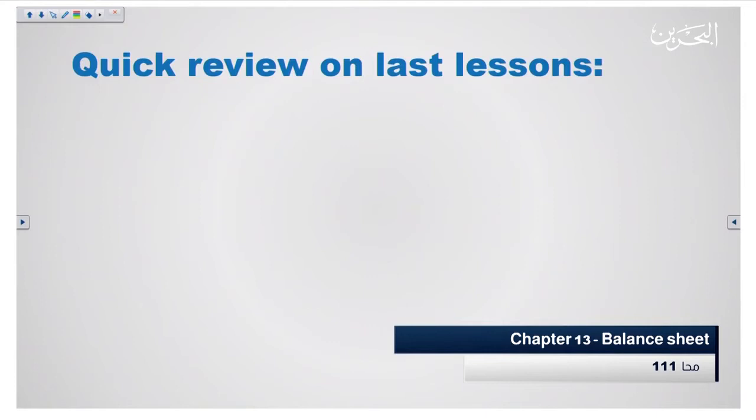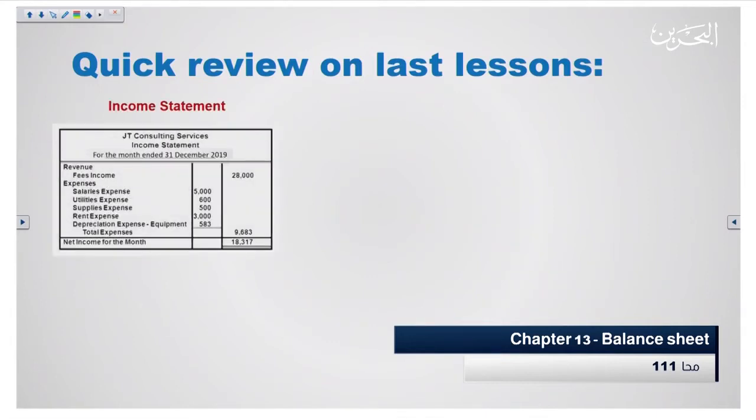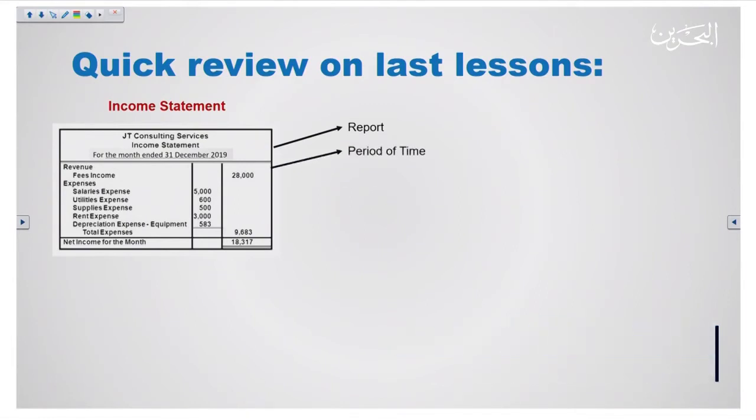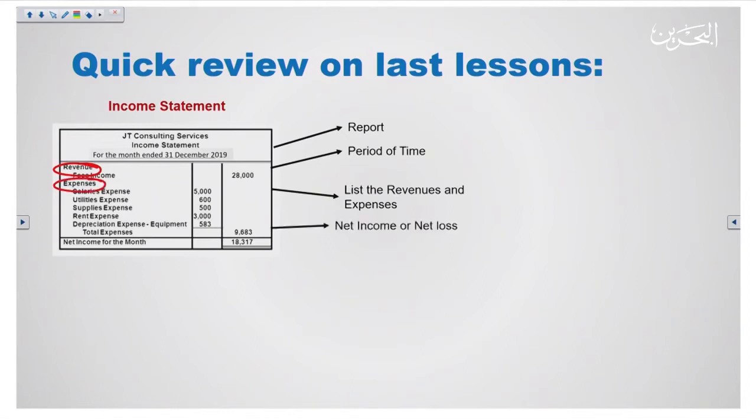Let's have a quick review of the last lessons. In the first lesson we learned how to prepare the income statement, and we said it is a report. It should be prepared for a period of time like the end of the month or the end of the year. We should list the revenues and the expenses in this statement in order to find out if the company is making net income, which means profit, or facing net loss, which is losing money.